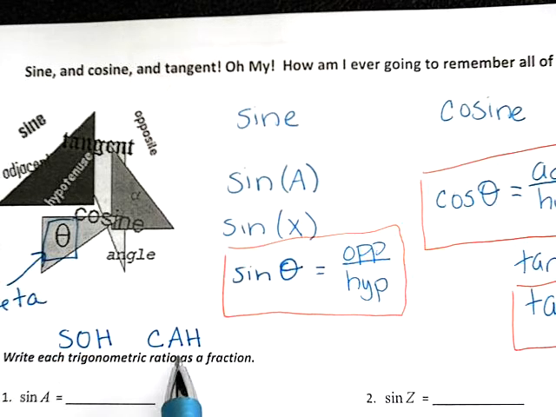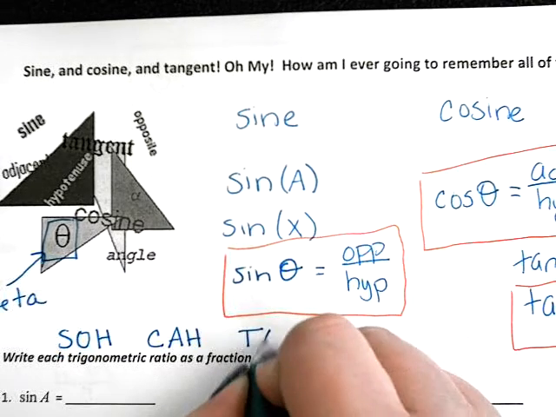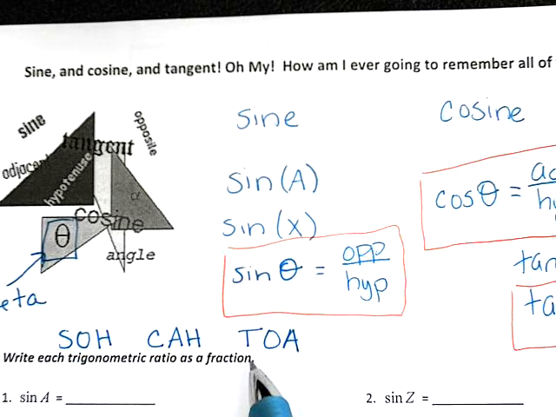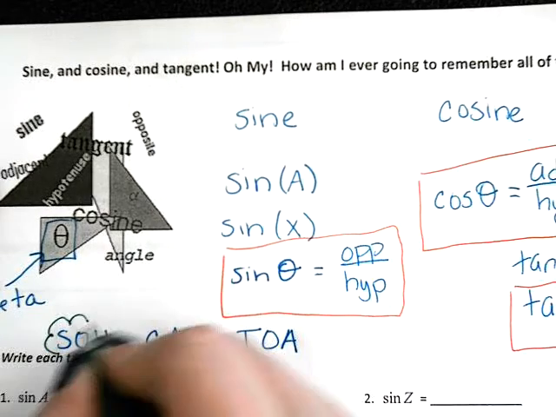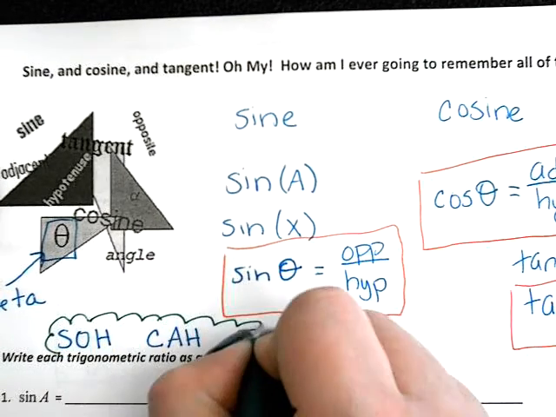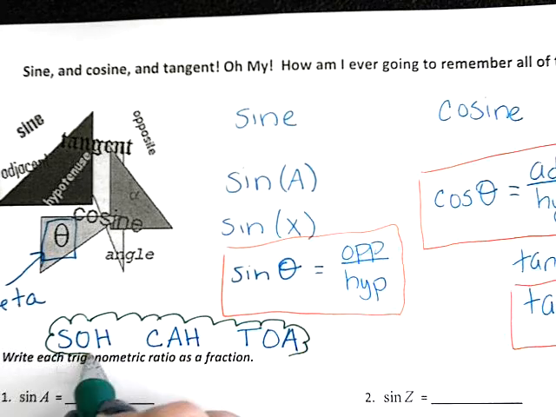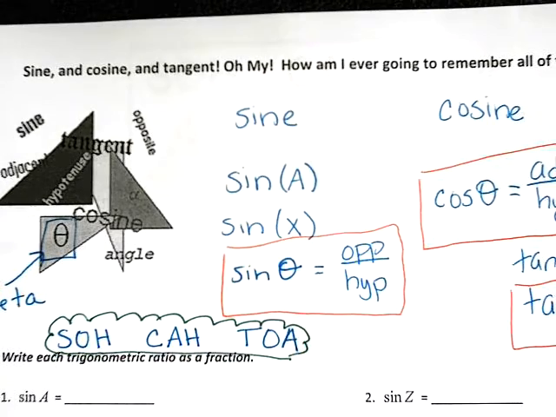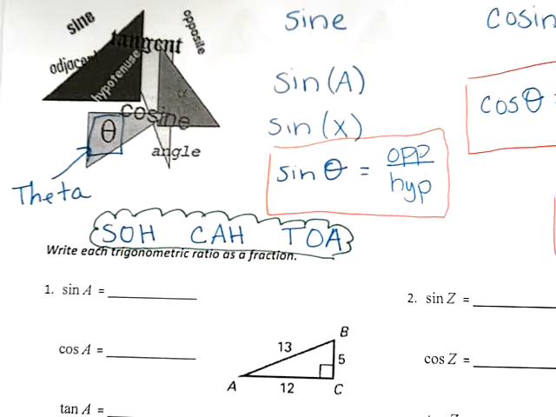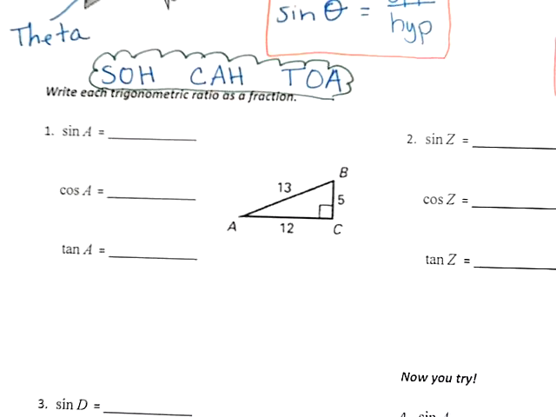Cosine is equal to the adjacent side over the hypotenuse. And the last one is TOA, tangent. Tangent is equal to the opposite side over the adjacent side. So this right here, SOHCAHTOA, you're going to hear me say it a lot for the rest of the chapter. It's pretty much going to be our go-to. SOHCAHTOA is going to help us out so much, but you have to know how to spell it, okay? SOHCAHTOA.